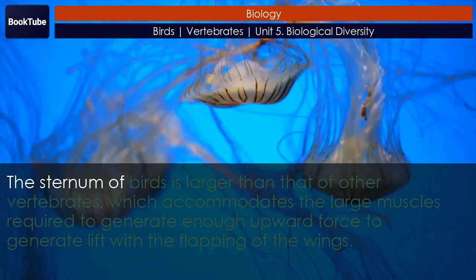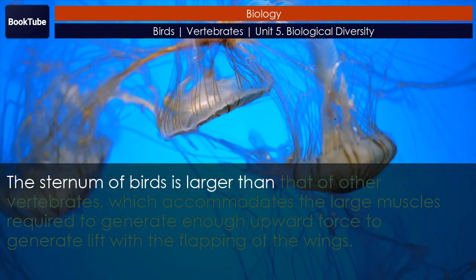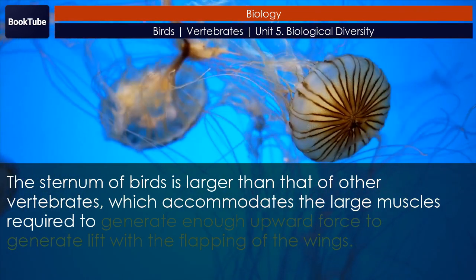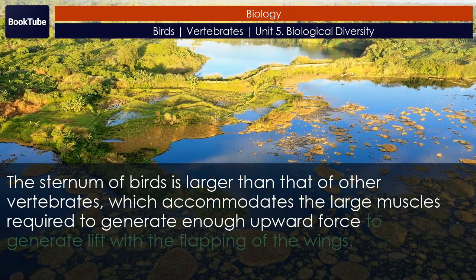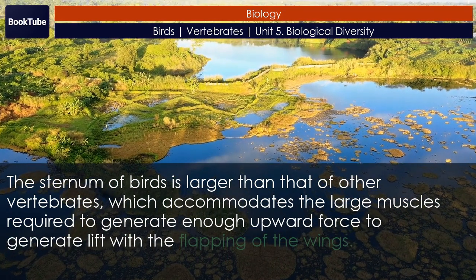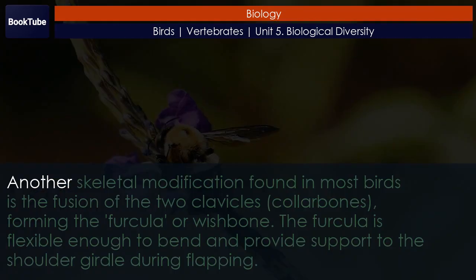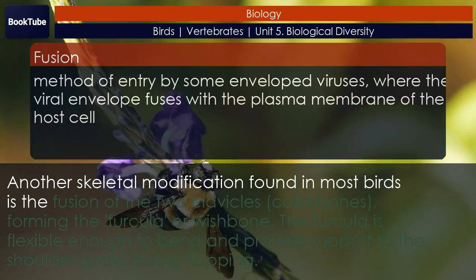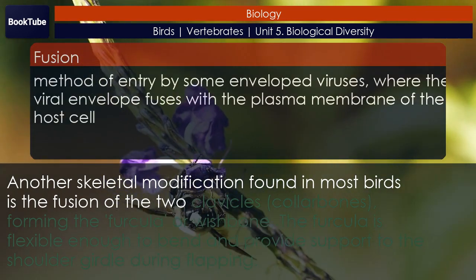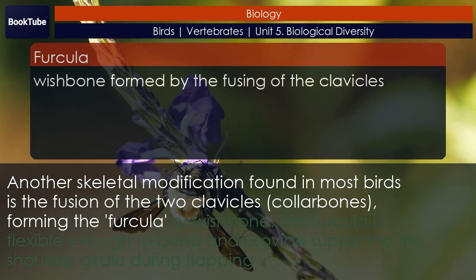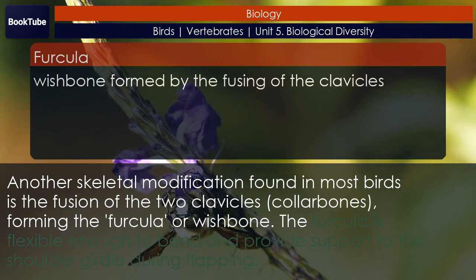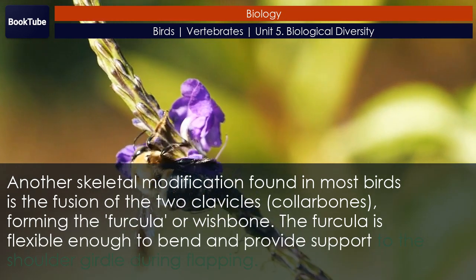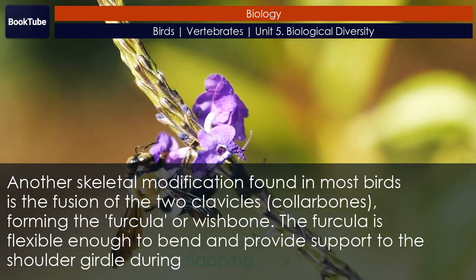The sternum of birds is larger than that of other vertebrates, which accommodates the large muscles required to generate enough upward force to generate lift with the flapping of the wings. Another skeletal modification found in most birds is the fusion of the two clavicles, collarbones, forming the furcula, or wishbone. The furcula is flexible enough to bend and provide support to the shoulder girdle during flapping.